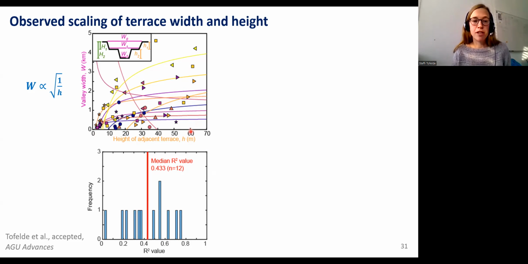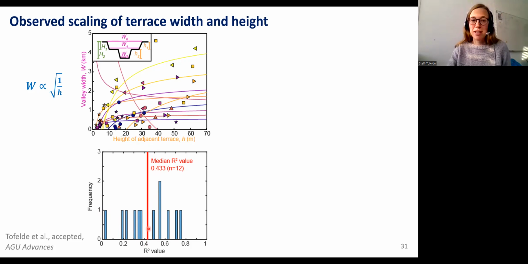If we also look at the R-square values, for each of these regressions we calculated the goodness of fit by calculating the R-square value. Down here, you see the distribution of these R-square values between 0 and 1. You can see that these R-square values are distributed all over the place between 0 and 0.8. We have a median R-square value of 0.43. It's not really convincing regarding our initial hypothesis.